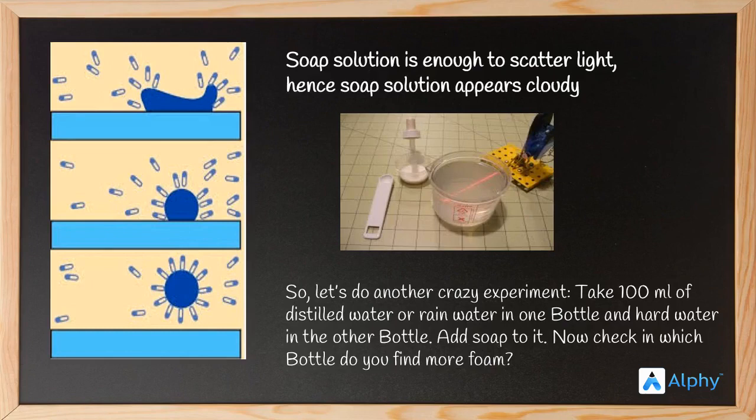So the very simple difference is that hard water contains ions of calcium and magnesium, while soft water, that is distilled or rainwater, doesn't contain these calcium or magnesium ions. Now we have to take two bottles, one filled with soft water and the other with hard water. Now we need to add soap to both of the bottles. Now check which bottle has more foam.